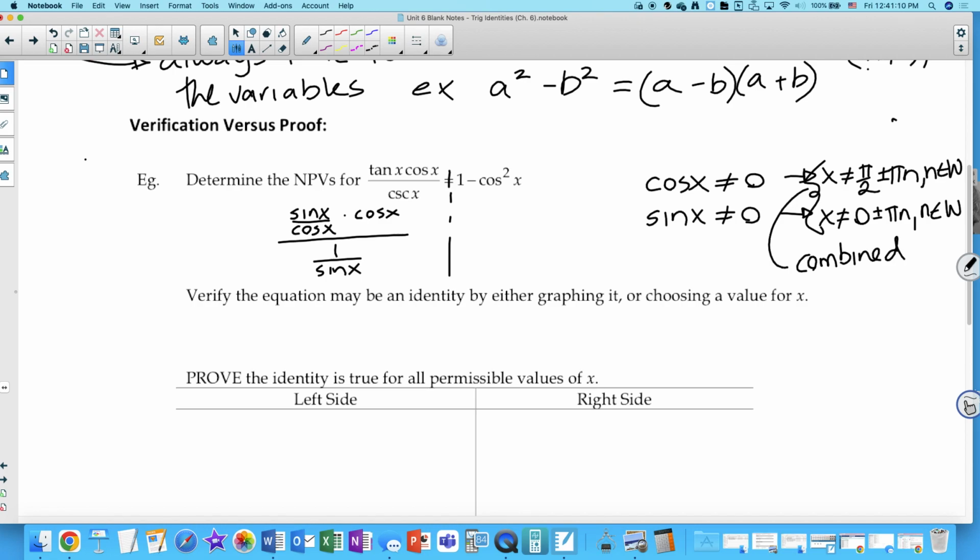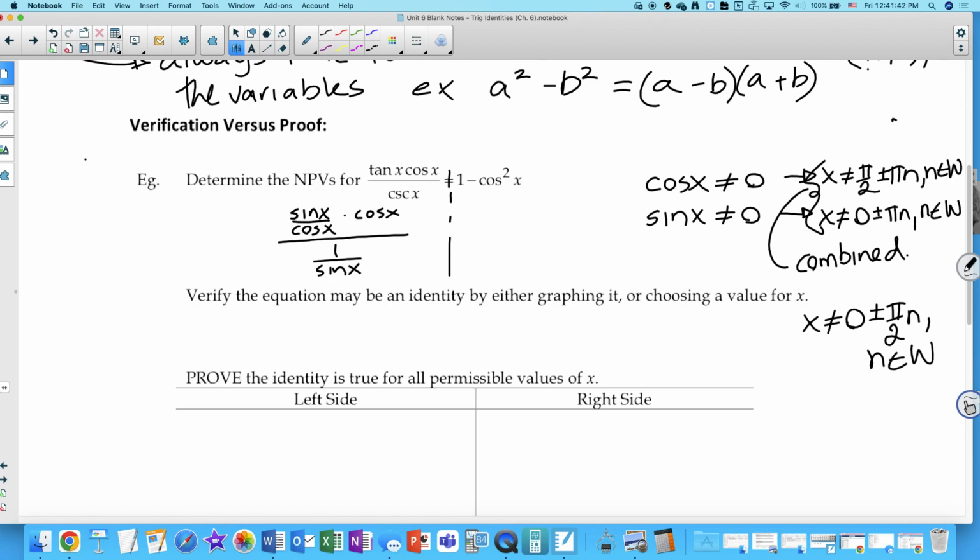If we combine them, we would have x cannot equal 0 plus or minus pi over 2n, where n is an element of the whole numbers. And what's then going to happen is that you start at 0, and every pi by 2, essentially when you're on the axes, either sine will be 0 or cosine will be 0, you will have a non-permissible value.